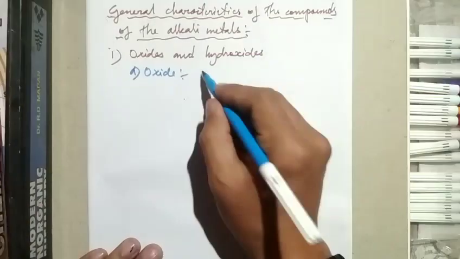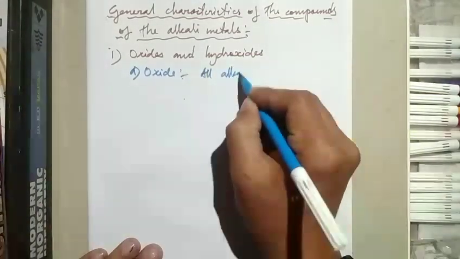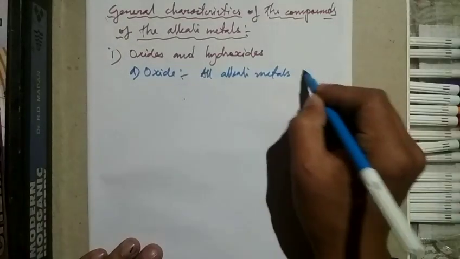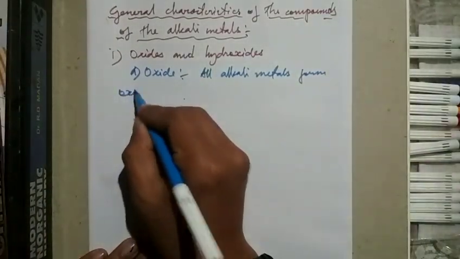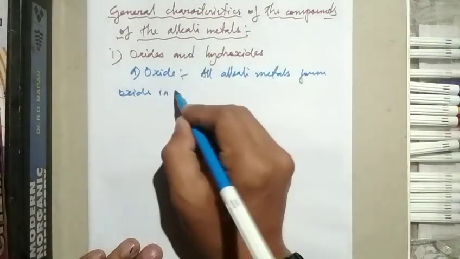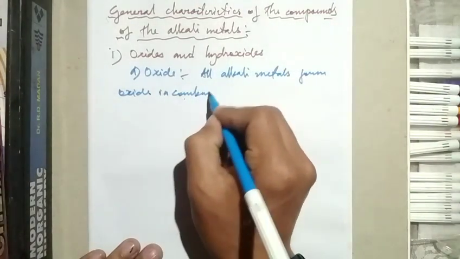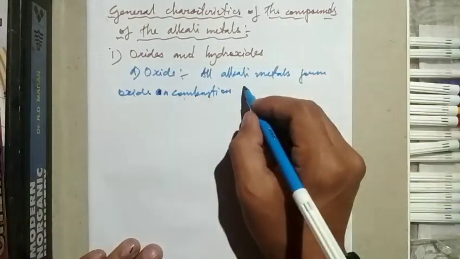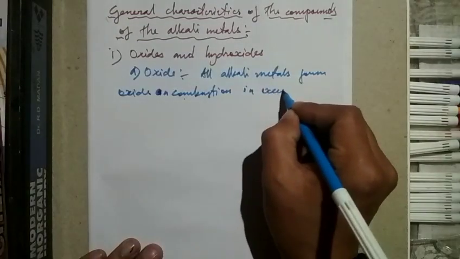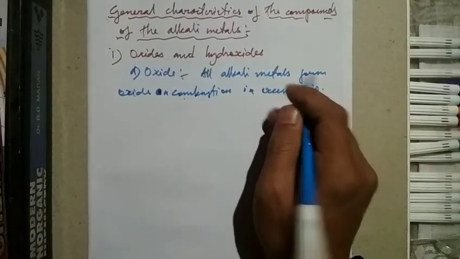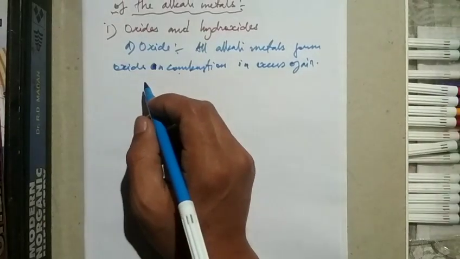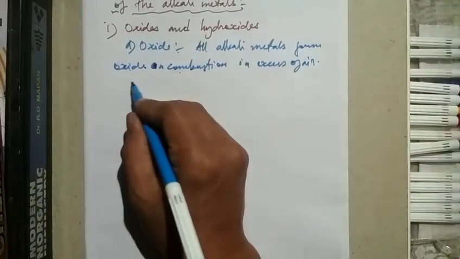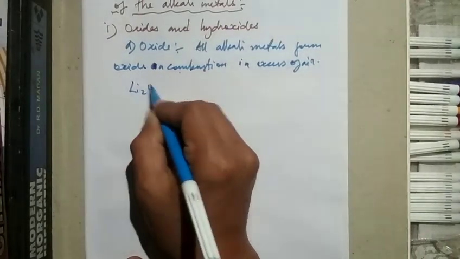So all alkali metals form oxides on combustion in excess of air. In the presence of air, or when we heat them, they form oxides. So the first element of the alkali metals, Li, forms the oxide Li2O.